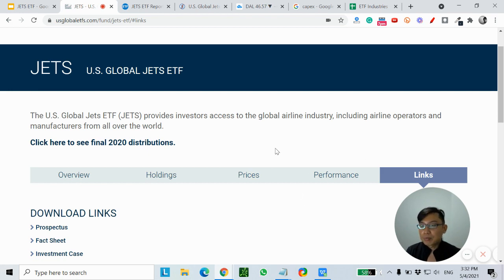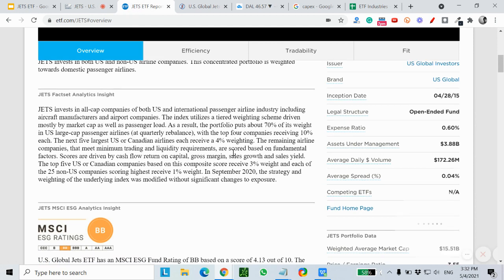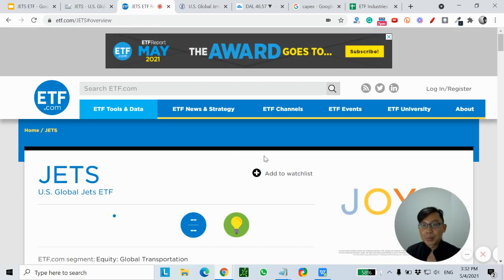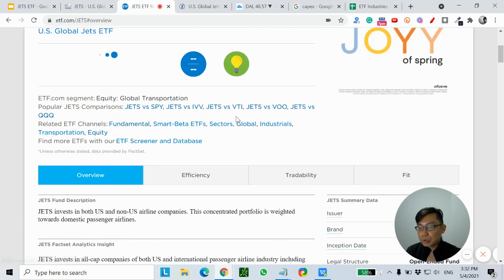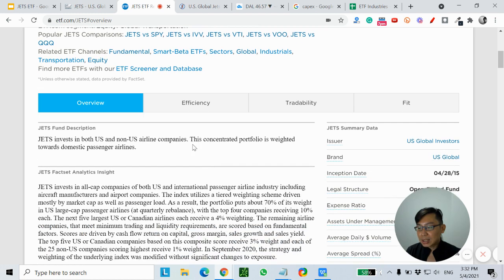But personally, I prefer to go to this third-party site called ETF.com, because all the ETFs listed in the US can be found on this site. And right now, I'm already on the JETS ETF page. So let's go through the description once again. It says that JETS invests in both US and non-US airline companies, but the concentrated portfolio is weighted more towards the domestic passenger airlines.